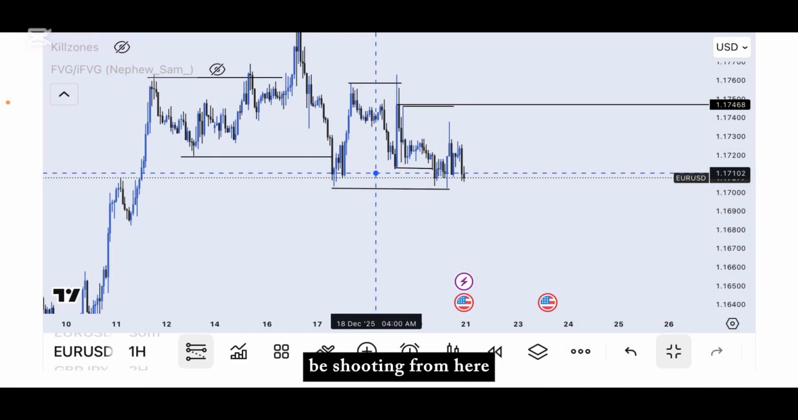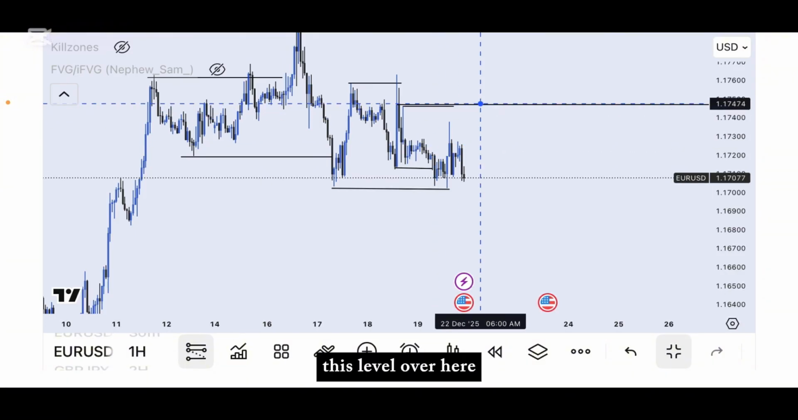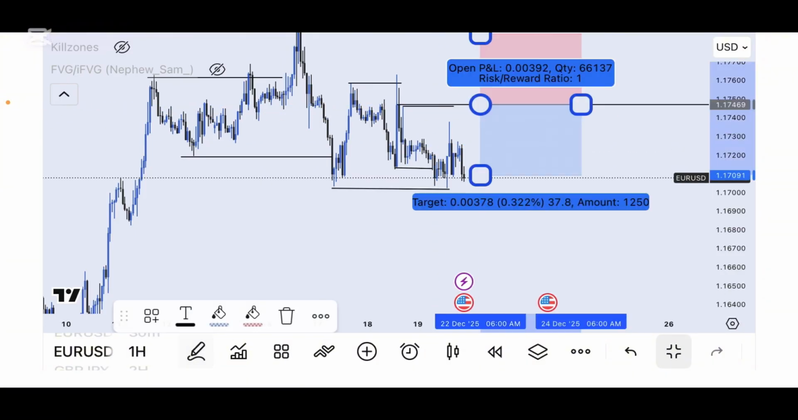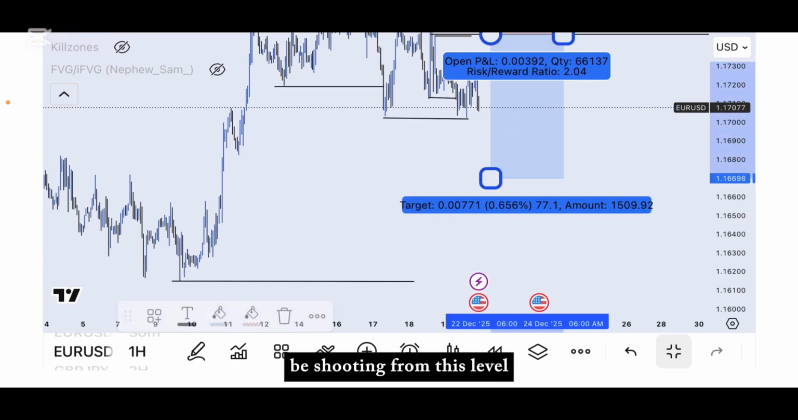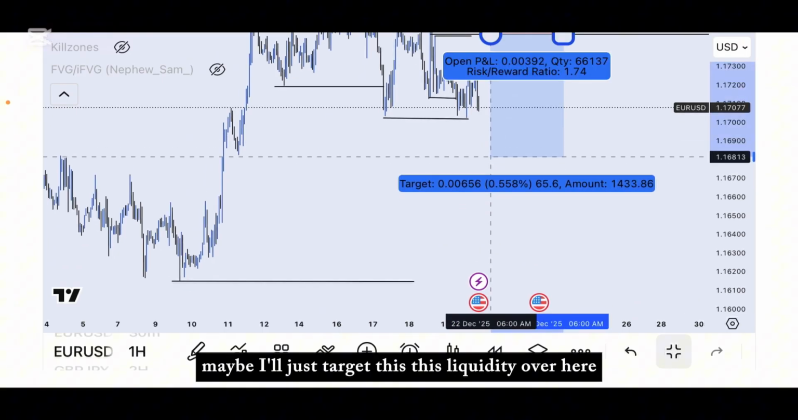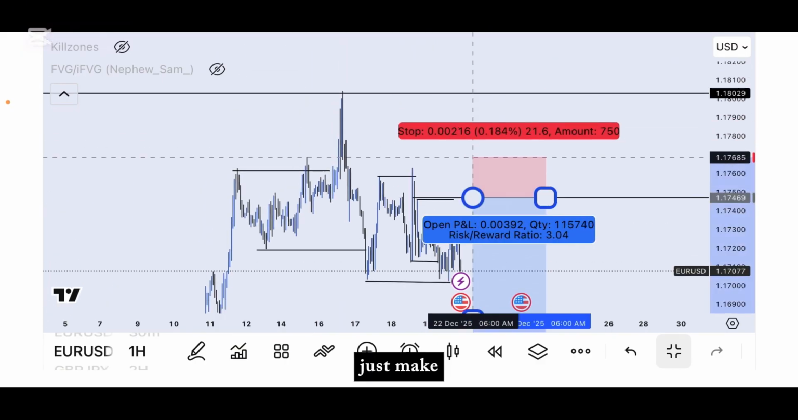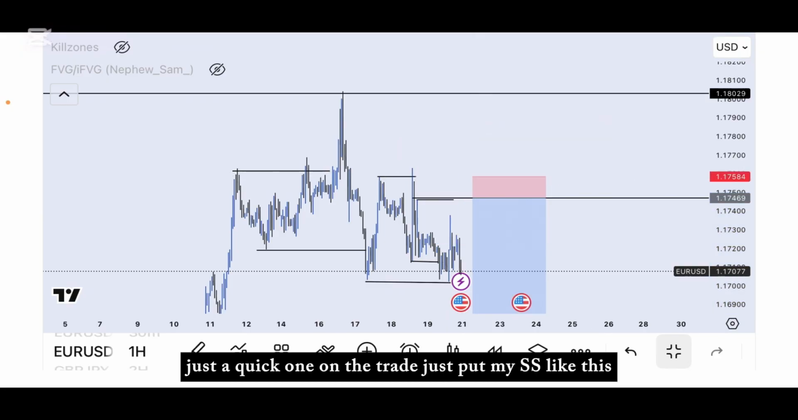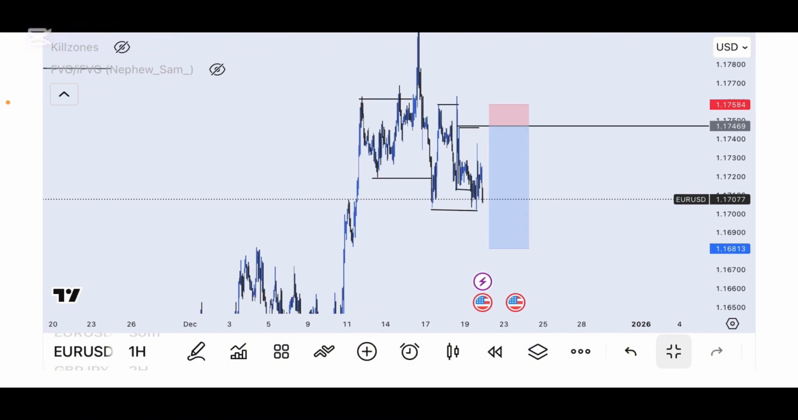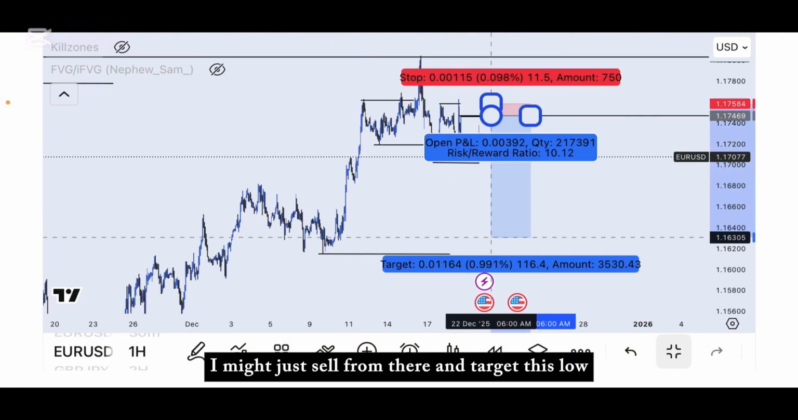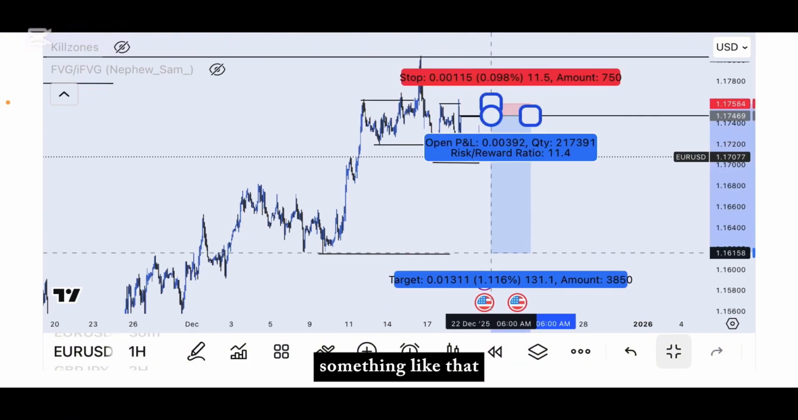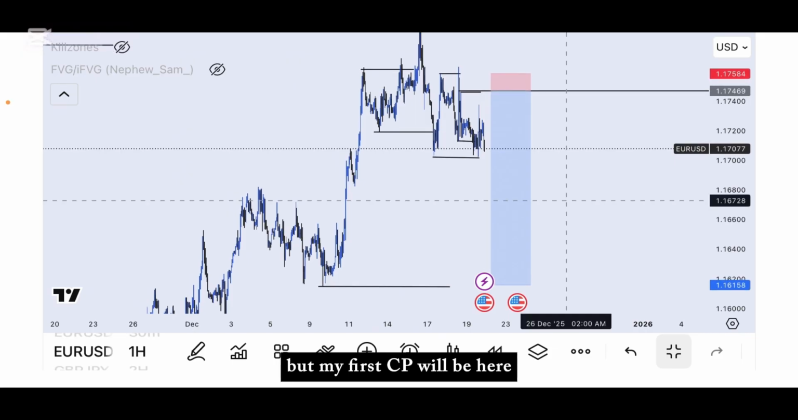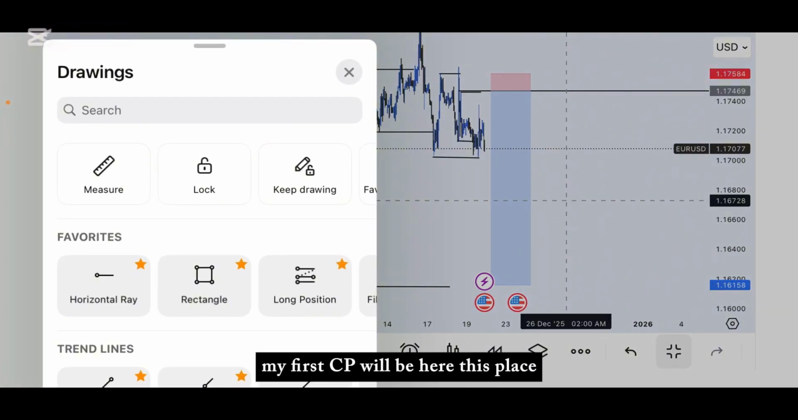I'll be shorting from here, this level over here. Maybe I'll just target this liquidity over here, just a quick one on the trade. Just put my SL like this. But with my overall low, I might just sell from there and target this low. Something like that. But my first TP will be here.